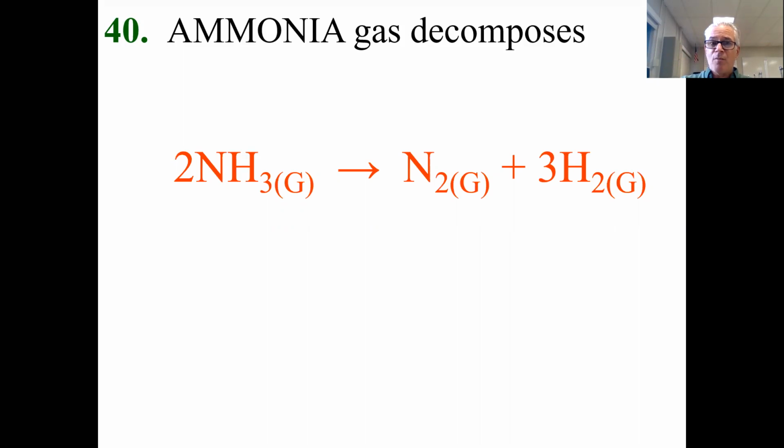Ammonia decomposes into nitrogen and hydrogen. Now, this word equation, ammonia gas decomposes, that's enough. What else could it become? That's the only thing it could become. You don't have to say everything. You don't have to tell me twice. If it decomposes, it's going to be nitrogen and hydrogen.